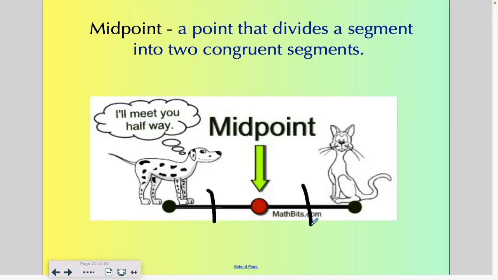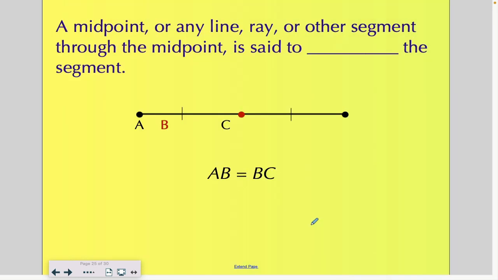Okay? A midpoint, or any line, ray, or other segment through the midpoint, is said to, I wonder if you've ever heard this word before. When it cuts something in half, there's a word for it. Okay, to two equal parts. Bisect, nice job. So to bisect the segment.